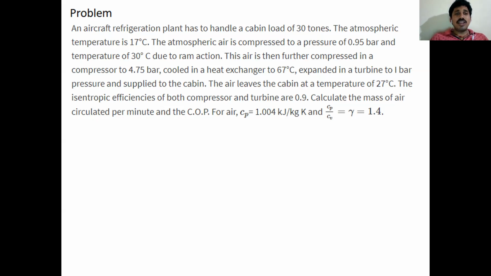Calculate the mass of air circulated per minute, and the second one is the COP of the system. The Cp value they gave for assumption is 1.004 kilojoules per kg Kelvin. Cp by Cv is equal to gamma. They mentioned it as 1.4. No need to say, we generally assume these values. These are standard values. So two things: one is the mass flow rate of air which is circulated throughout the system, and the second one is the COP of the system we need to calculate.